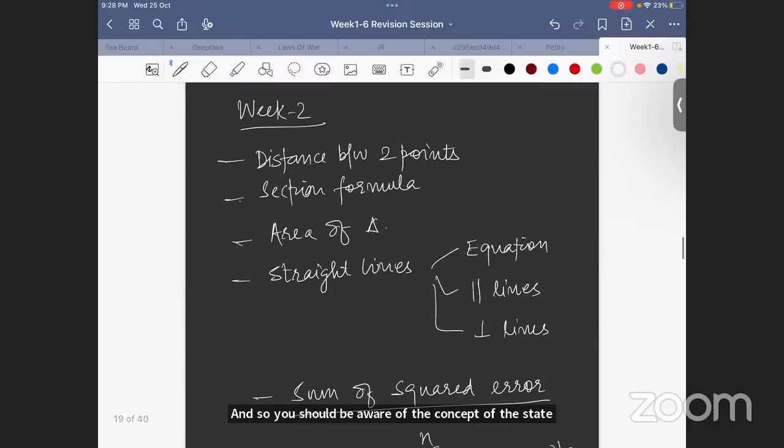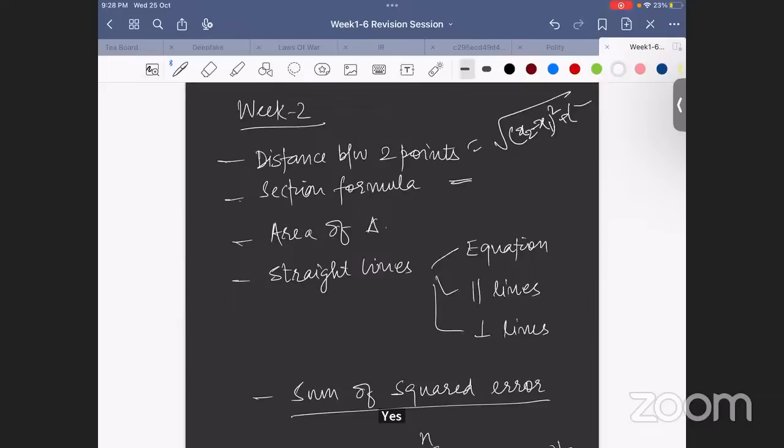Okay, so for week 2, what are the concepts that we have to discuss? The distance between 2 points, how can you calculate? You are already aware of the formula, right? Yes. It's a simple formula with x2, y2. Section formula, you should go through that. Do I need to discuss this section formula? No, sir.